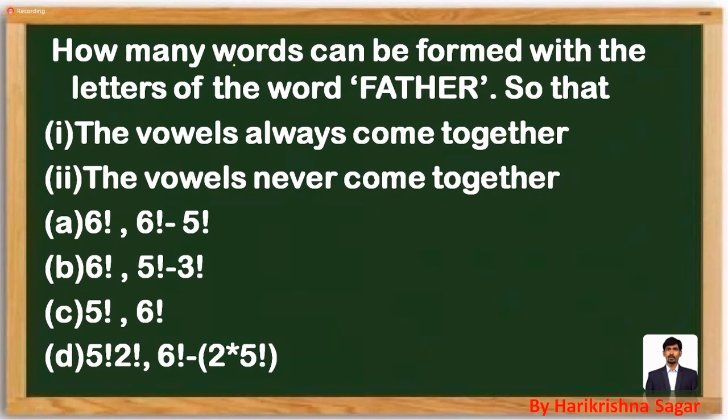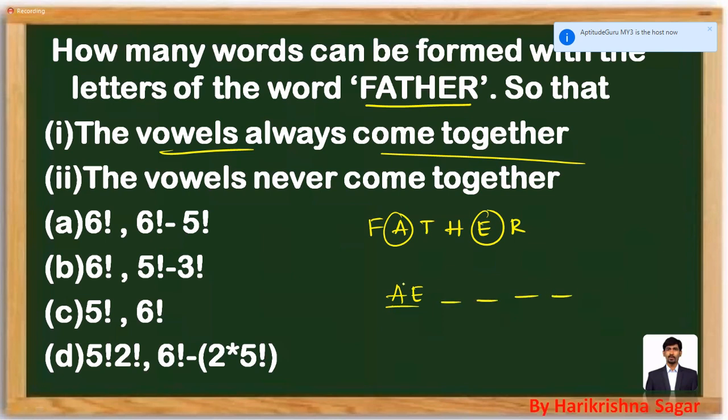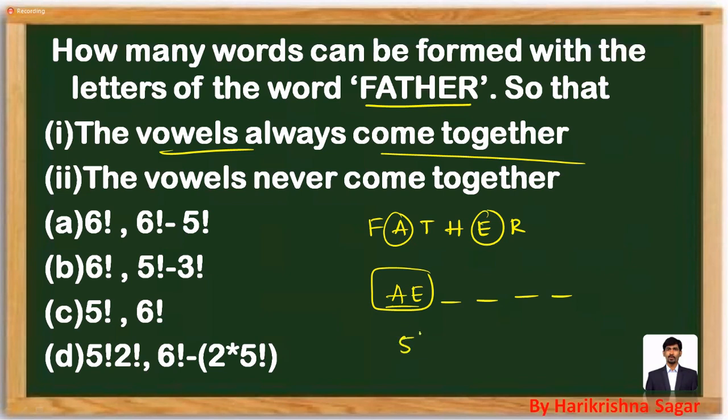How many words can be formed using the letters of the word "father", such that vowels are always together? What are the vowels available in father? The vowels are A and E. We are able to see these vowels. Vowels are together means we can keep the remaining four aside. So how many letters are there? 5 letters are there, so 5 factorial, and 2 letters are there in the gap. 5 factorial into 2 factorial will indicate the vowels are together. The answer for this is 5 factorial into 2 factorial.